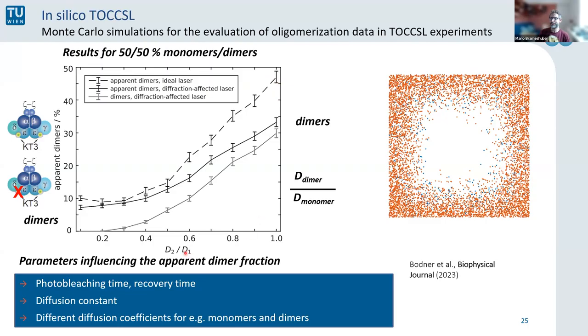However, if the dimer is a little bit larger and diffuses with just half of the diffusion coefficient, we immediately end up with completely different values. So we end up with maybe 13% of dimers, although we simulated 50%. And the reason is that the faster molecules will populate the field of view first, and the slower molecules will come later, but we are heavily biased towards the faster ones. So this was important for us to see the influence of different diffusion constants of monomers and dimers.